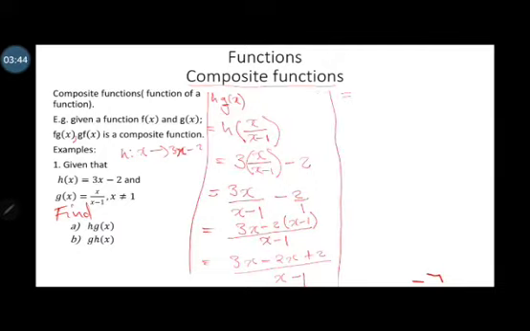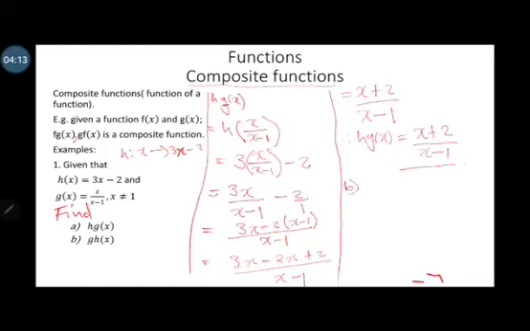And that will simplify to 3x minus 2x is x. We have plus 2 there over x minus 1. So therefore, our function hg of x is equal to x plus 2 over x minus 1. And you're done. We come to b.